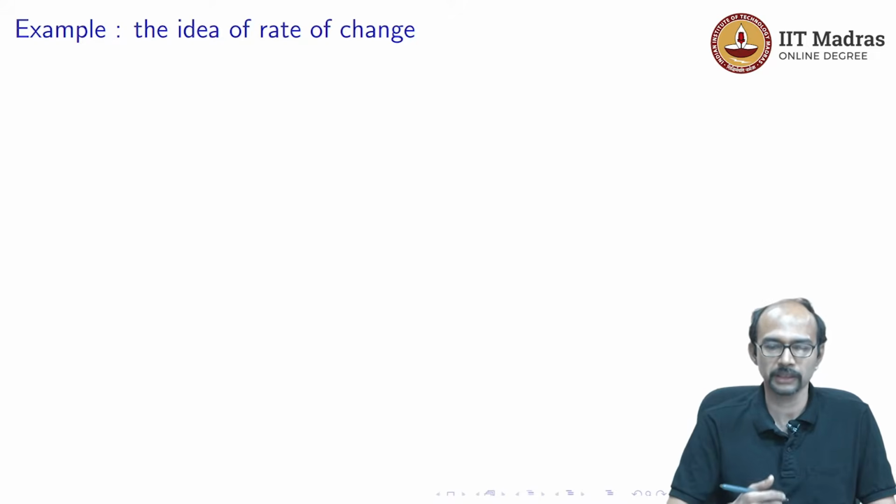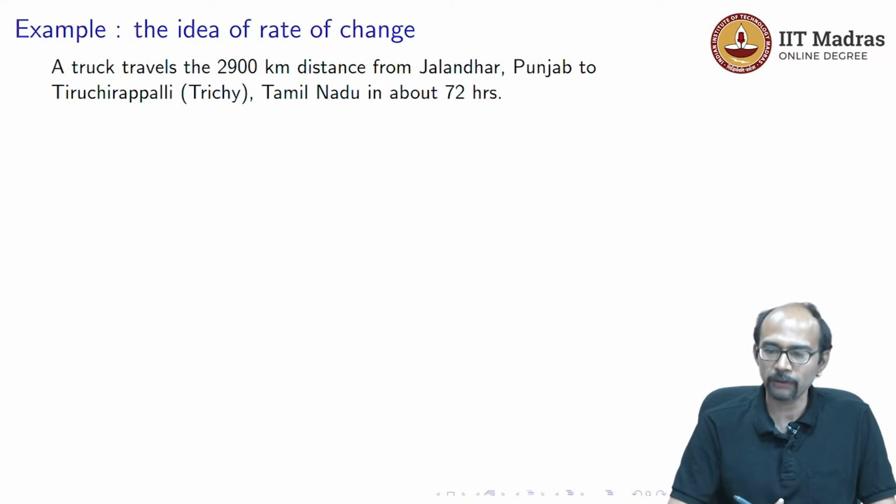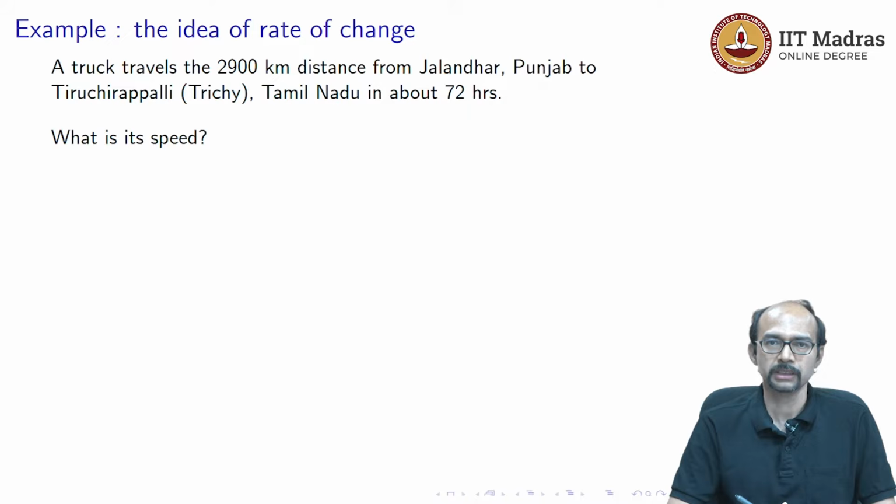Let us do this example of a truck which is travelling from Jalandhar in Punjab to Trichy, Tiruchirappalli in Tamil Nadu. So, the distance is about 2900 kilometers and it takes the truck about 72 hours to get there. What is its speed? I'll give you a second to think about that. Let me repeat the question. What is the speed of this truck in kilometers per hour?